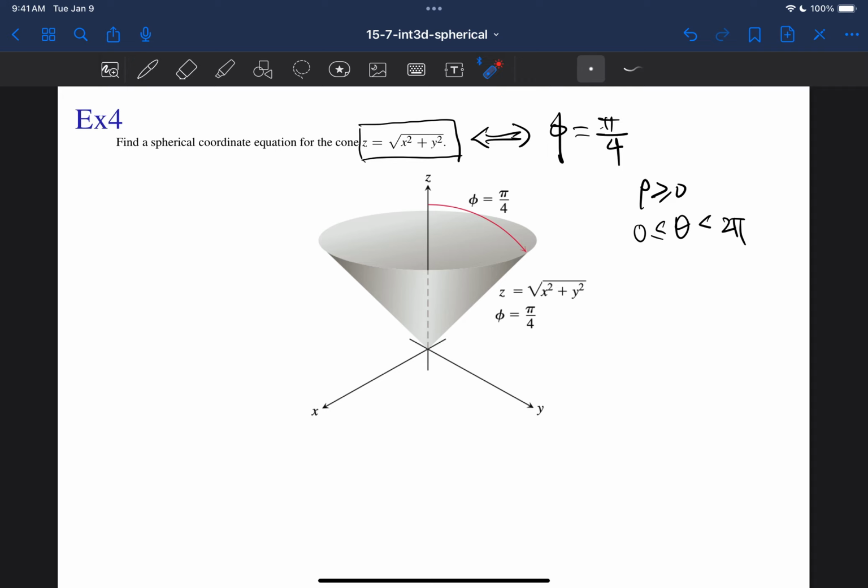So the point is that for some 3D object, we can simplify the equation by using spherical coordinates, but not for any shape, only for a shape which fits into spherical coordinates.